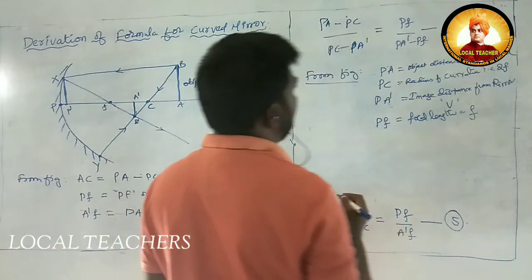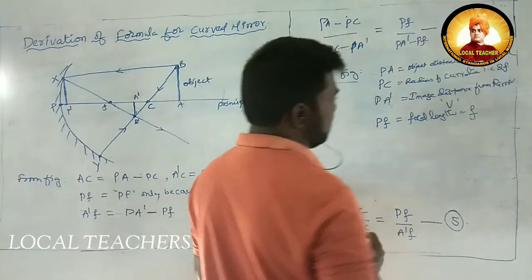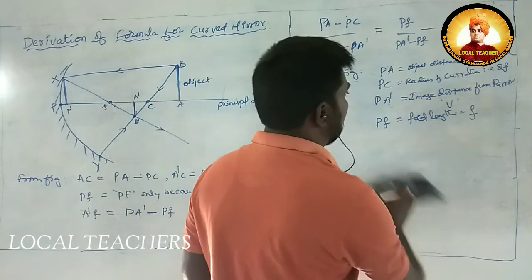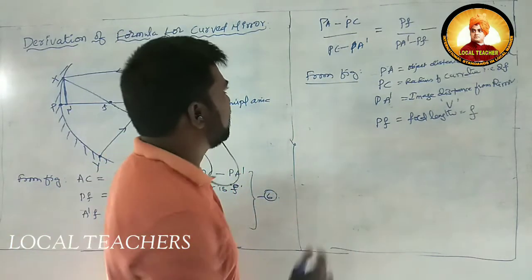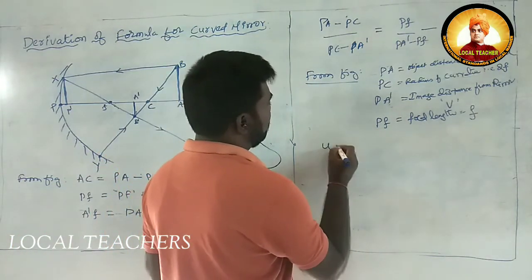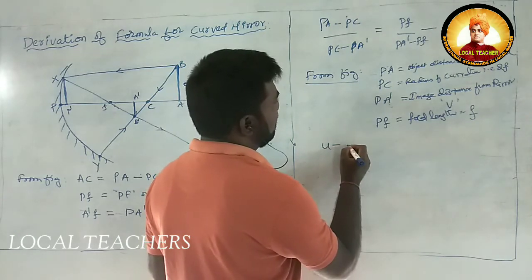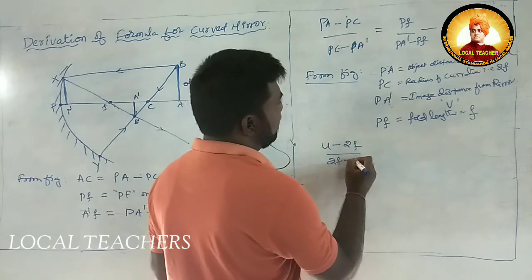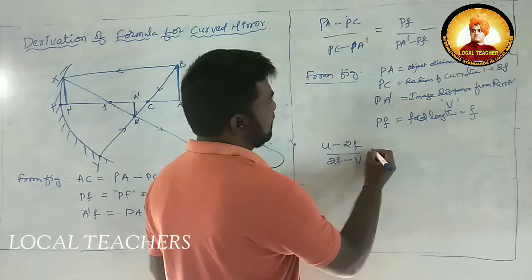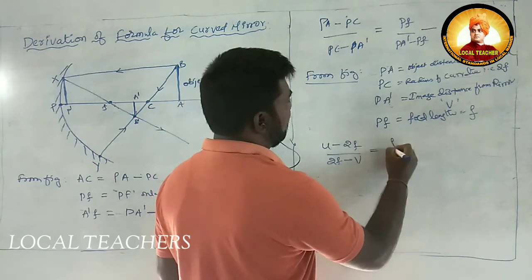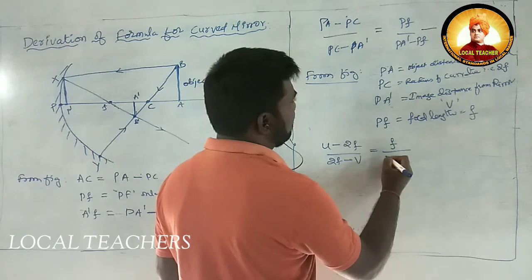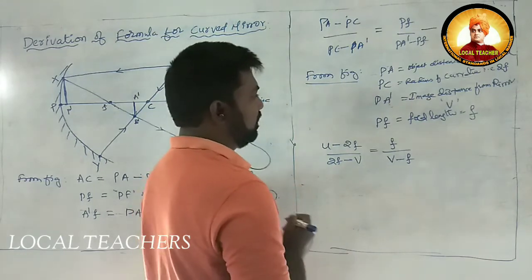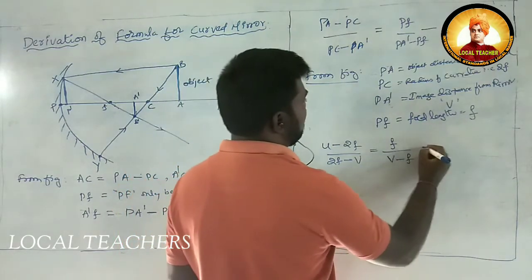Next, just substitute these values in the equation. Now substitute all the values in the equation once. See what happens: (u minus 2f) by (2f minus PA dash), that is the image distance, equals PF by PA dash minus F, that is F by (v minus F). So here we got this equation 7.